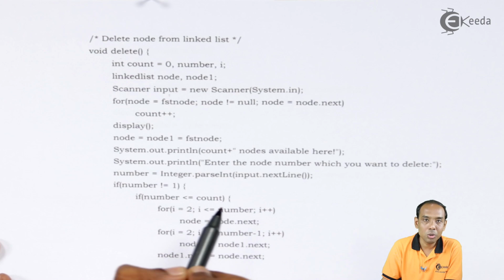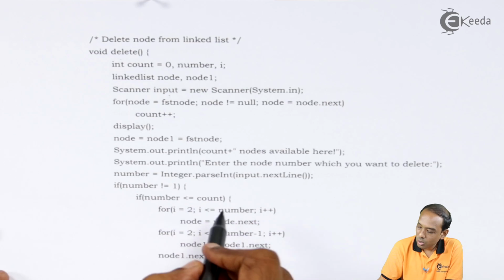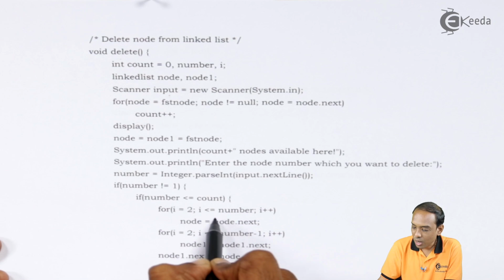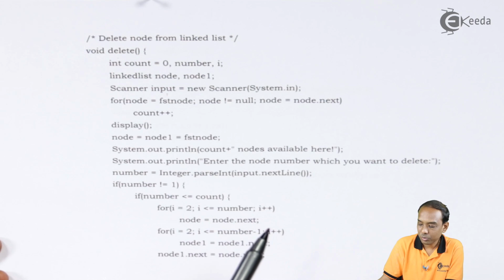In that case, I need to transfer the values. Now the value is what is stored in the node. So node next would be transferred to the node. So for i equal to 2, i less than or equal to number holds true, I come inside it, node next would be moving to the node.